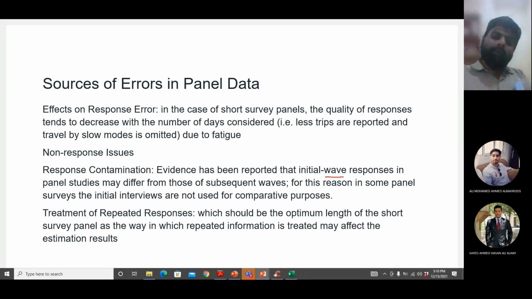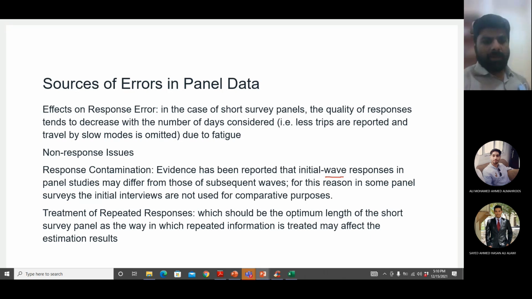So they say, why don't we just discard the first wave and not use it for any comparison? You can still use the data, but you do not compare it between one wave and the other, between the first wave and the second wave. Comparison should not be done with the first wave of a panel survey.